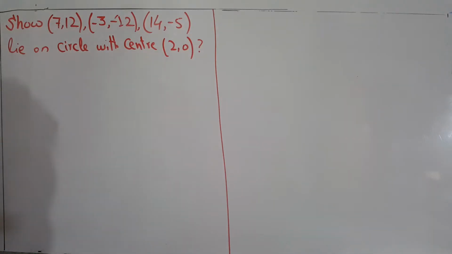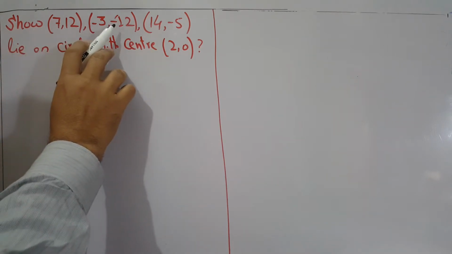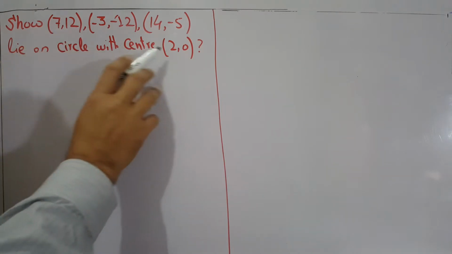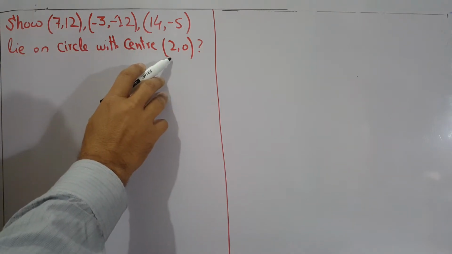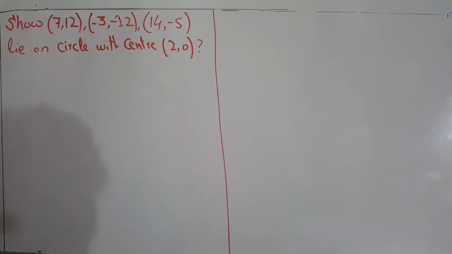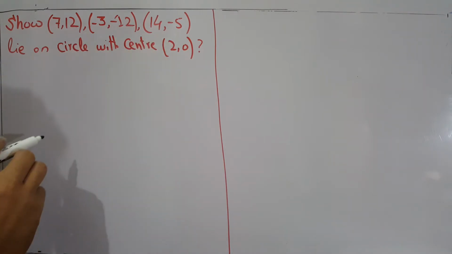Hello everyone. We're going to solve this question which says that you have 3 points: (7, 12), (-3, -12) and (14, -5), and you have to show that these points lie on the circle with the center at (2, 0). Which means the distance of each point to the center of the circle should be the same if they lie on the circle with this center.